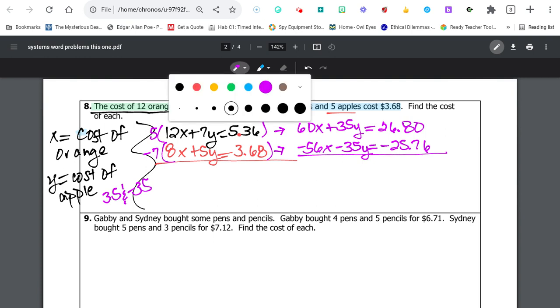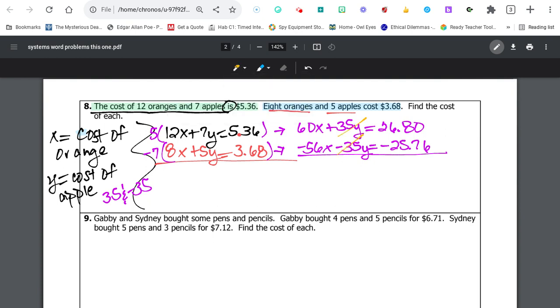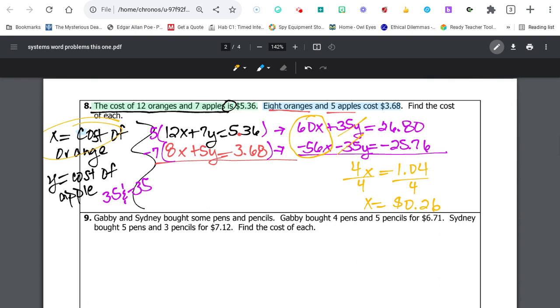All right, and my y's cancel. And that's going to leave me with 4x. And I need to do 26.80 minus 25.76, $1.04. Divide both sides by 4. X, let's divide them by 4 and see what we get. 26 cents. What's X? Ooh, the cost of an orange is 26 cents. It's just a cheap orange. Okay. All right, so the cost of an orange is 26 cents.